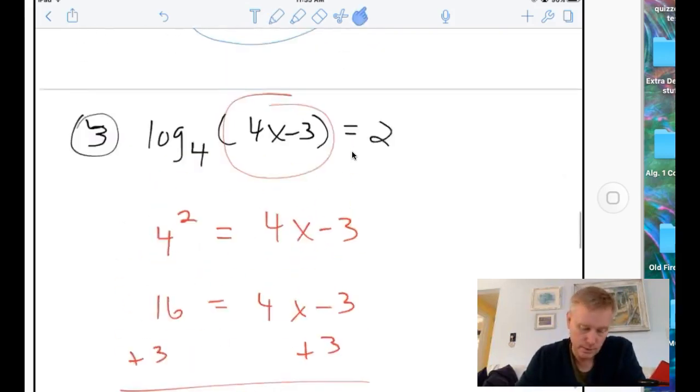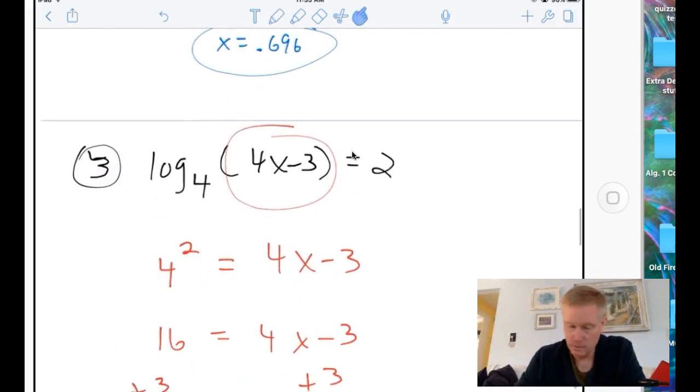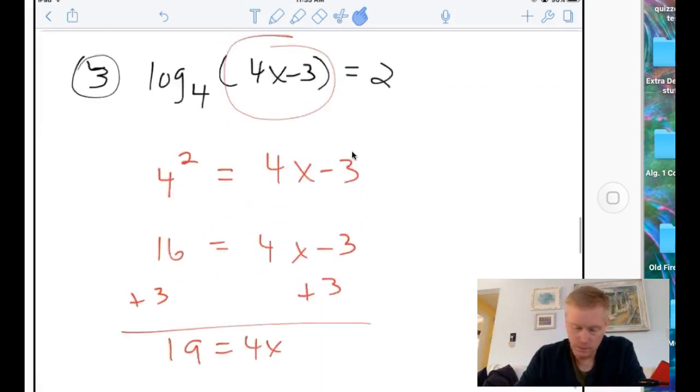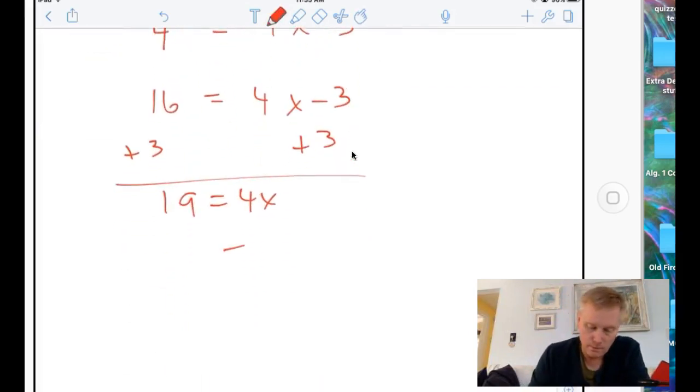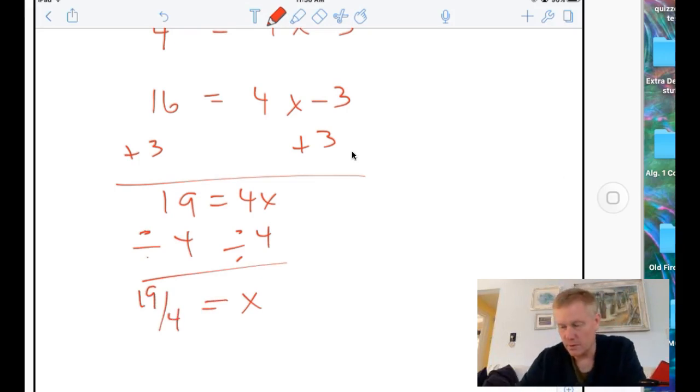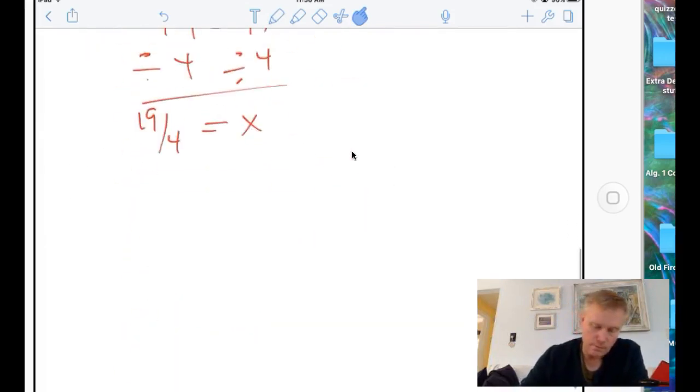Whoa, I think I made a mistake here. Oh, no, you can do that. Okay. Divide by 4, and I get x equals 19 over 4, or whatever the decimal version is of that. Okay. 4.